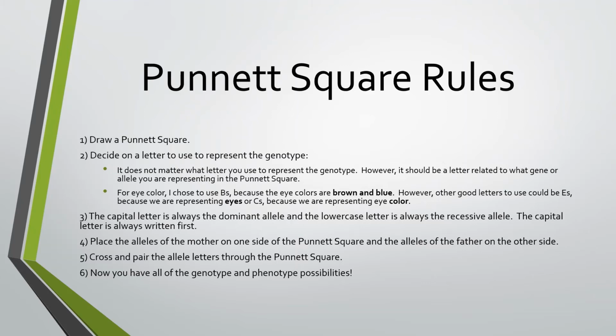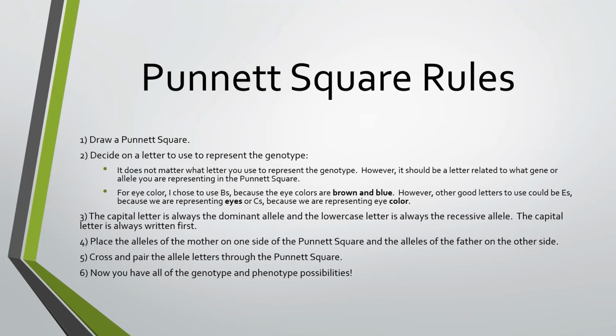So when we were talking about eye color, I chose to use B's because the eye colors are both brown and blue, which each start with B. But I could have also used, for example, E's because we are representing eyes, or C's because we are representing color. The capital letter is always the dominant allele, and the lowercase letter is always the recessive allele. A capital letter is always written first.